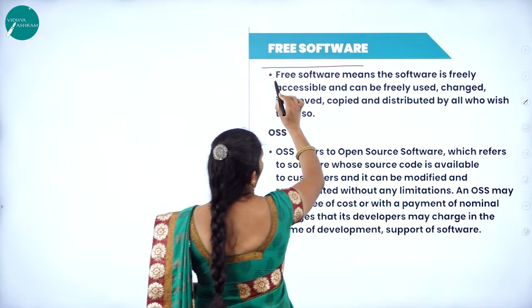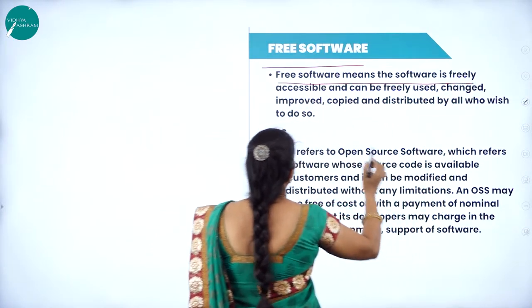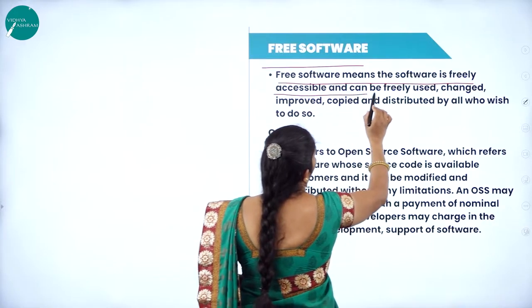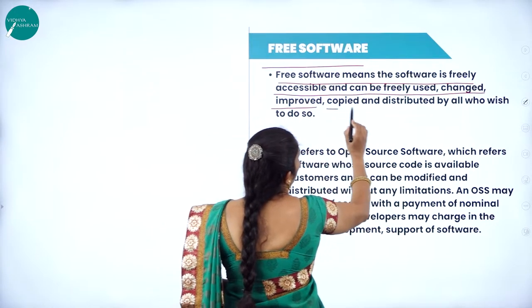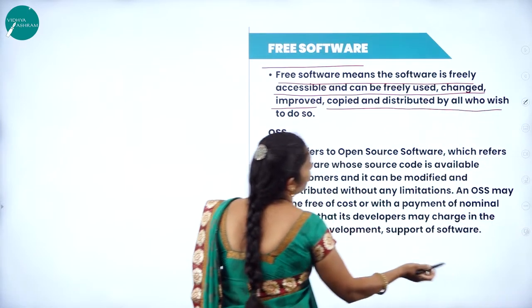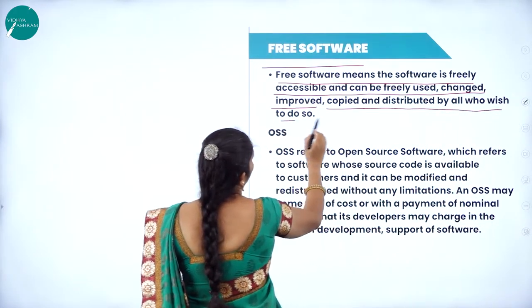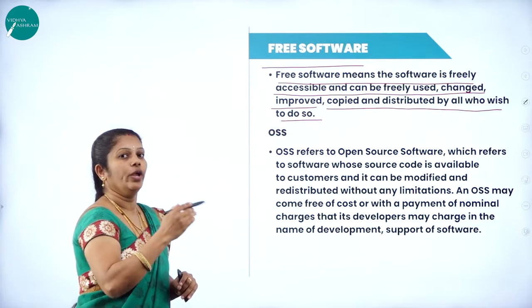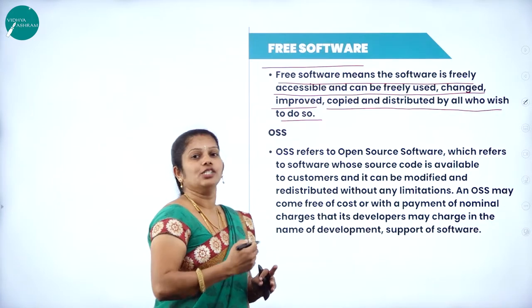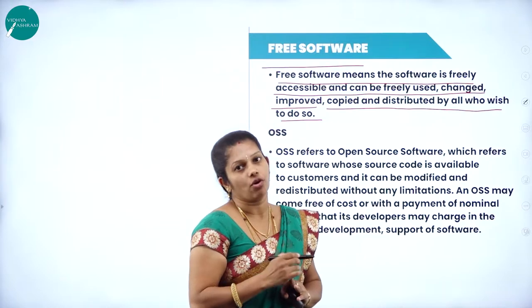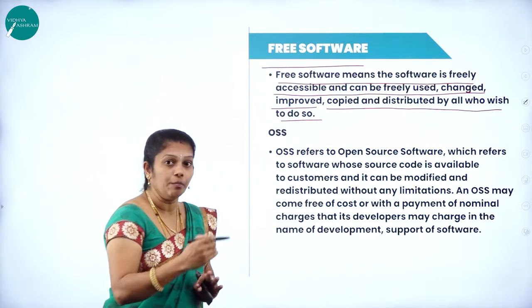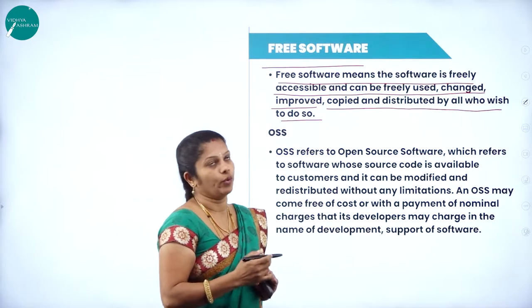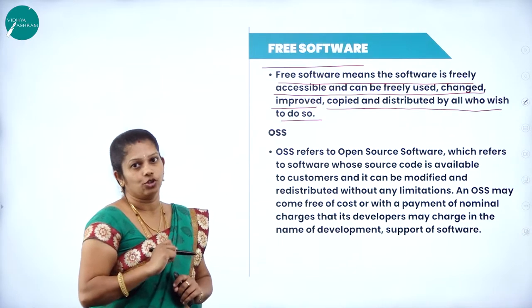Free software means the software that is freely accessible and can be freely used, changed, improved, copied and distributed by all who wish to do that. It means that we can get that software free of cost and we can edit it, improve it, and copy it. That's why it is called free software.